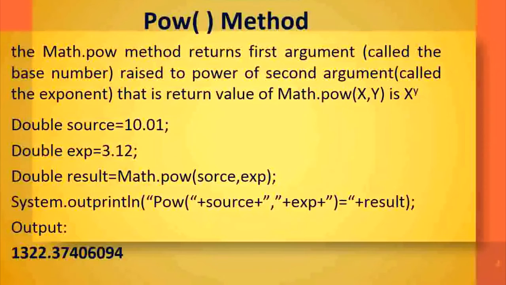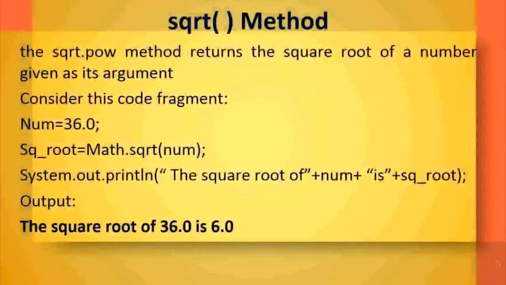System.out.println: in quotes we write pow, then plus source, again comma, in quotes plus expense, is equal to, plus result. So the mathematical calculation takes place and the output produced by the above code fragment will be pow of 10.01 comma 3.12 is equal to, the answer will be 1322.37406094. This is about the pow method. Let us go to the next method, that is the square root method.